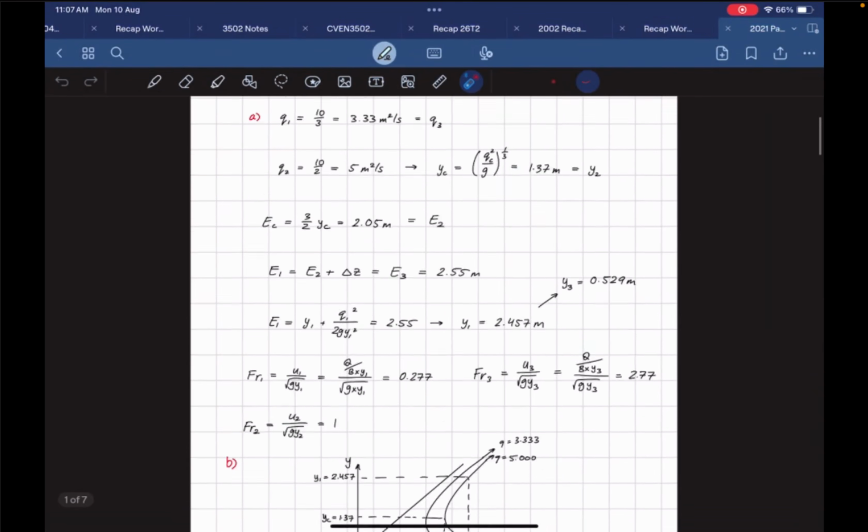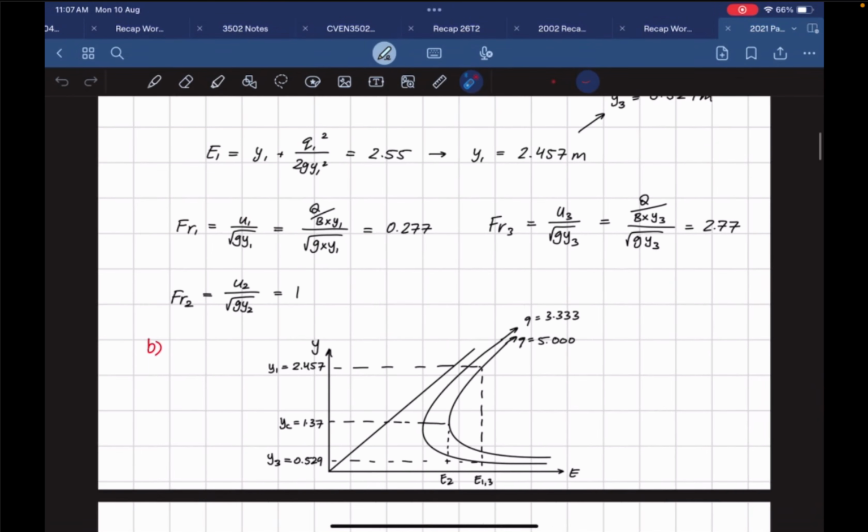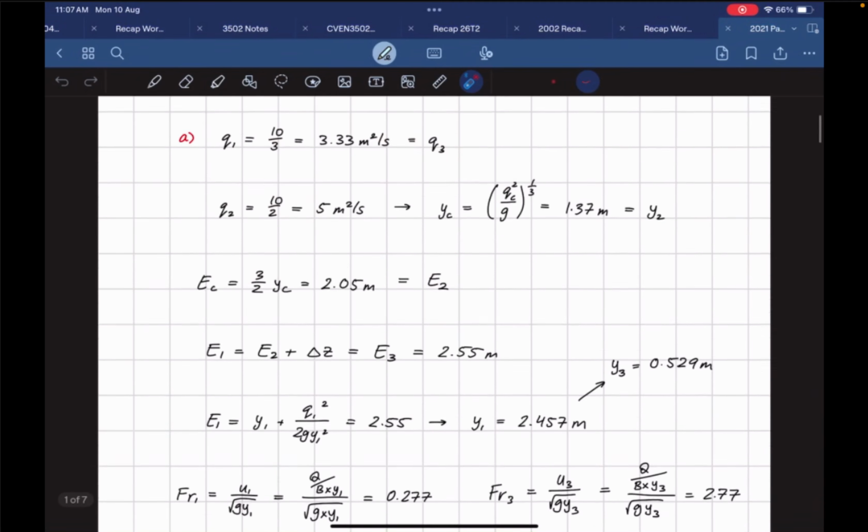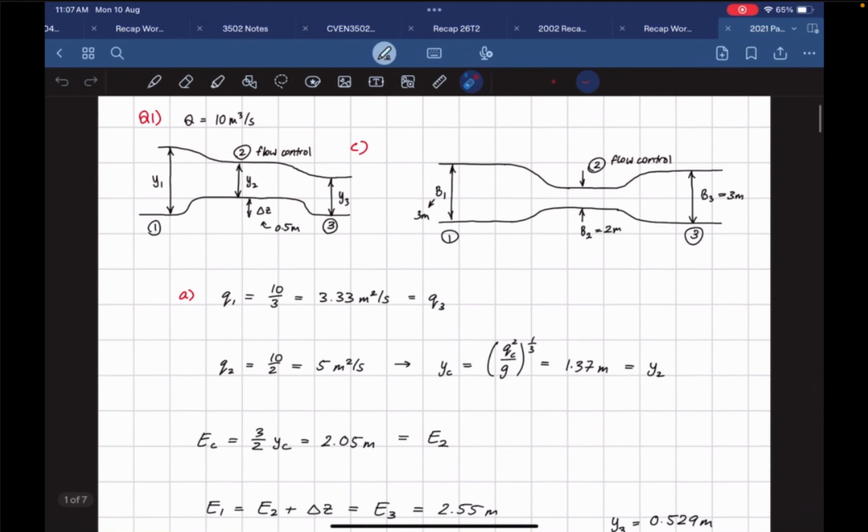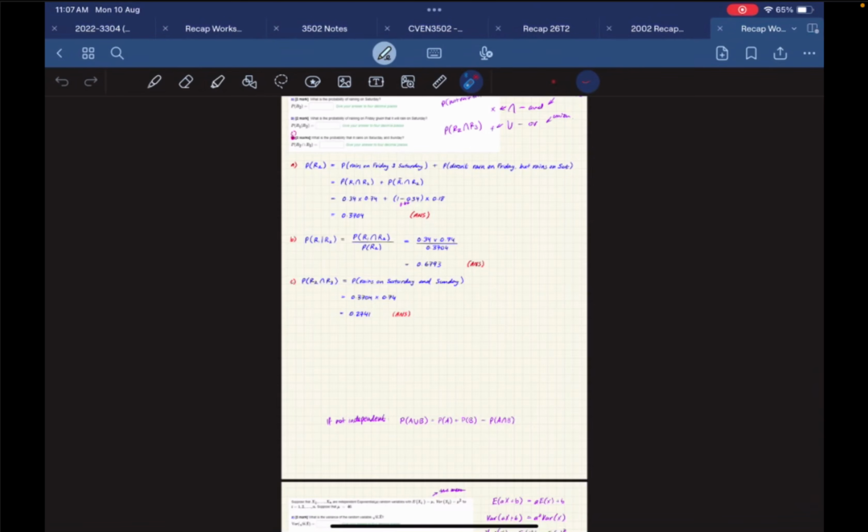Moving from 2021, question number 1. So something like this. Alright. So for different flows, we can get different graphs, so energy versus flow depth. The actual calculations aren't too bad, but I'll try my best to explain it.